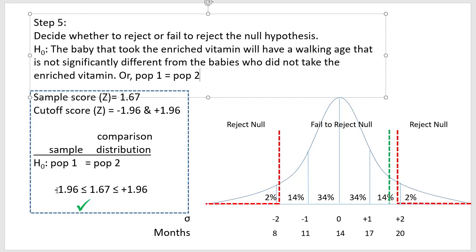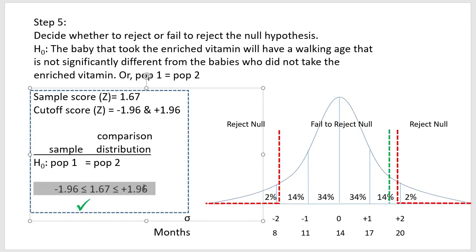What this looks like is our sample's z-score greater than the cutoff on the negative side and less than the cutoff on the positive side. Remember, our null hypothesis states that these two groups are the same. And we are testing that. We want to know if they are the same. So what we do is this.